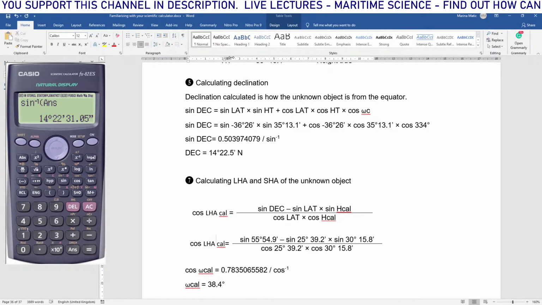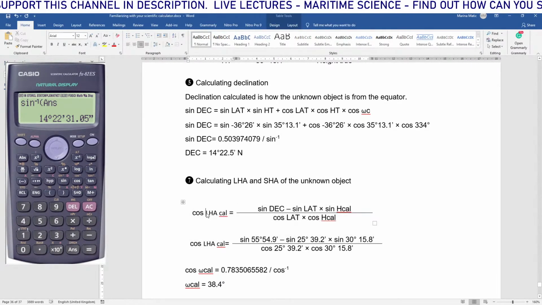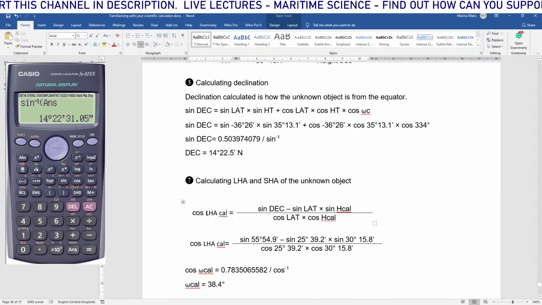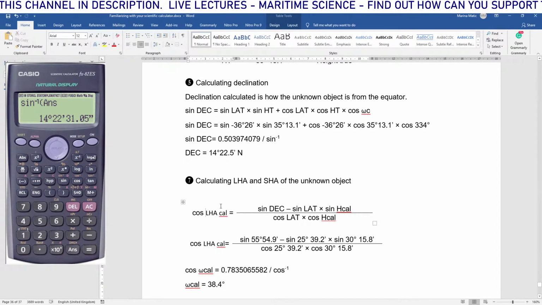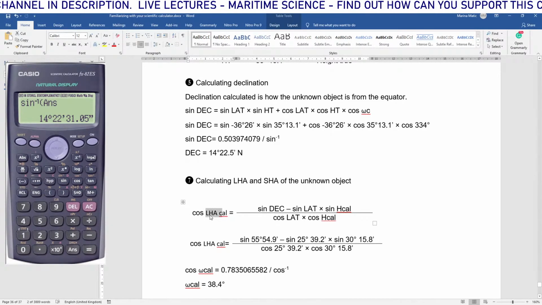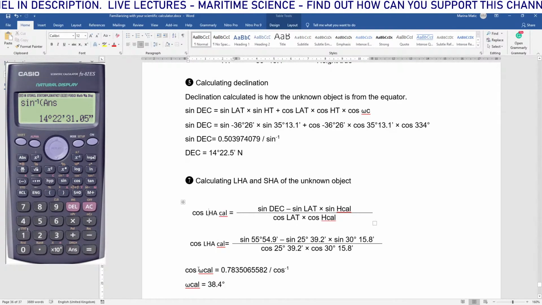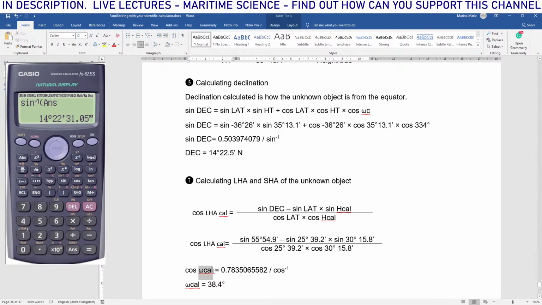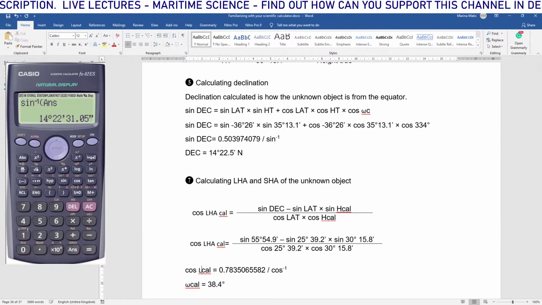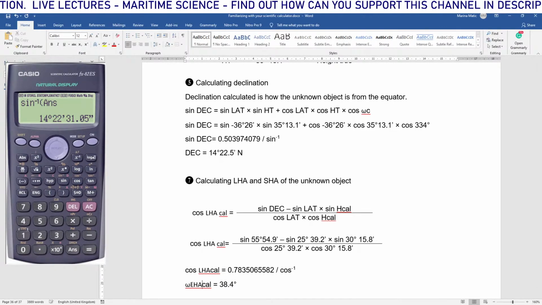That's the rule, because the cosine function, I already explained that cosine function as a function cannot get value over 180, and local hour angle can be between 0 and 360. So that is why when we are calculating using the cosine function, we say that the value that we obtain is actually calculated, and then we're going to apply rules to get the actual value. So this is LHA calculated, and this is LHA calculated.